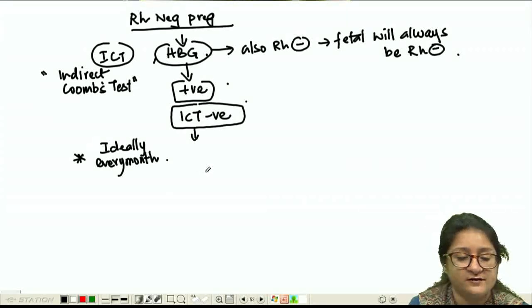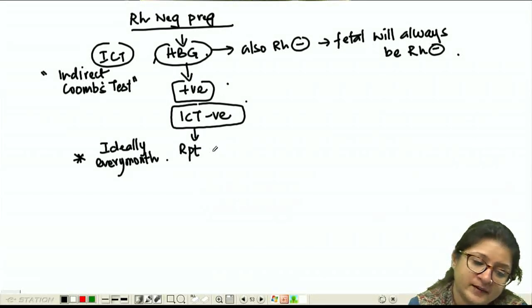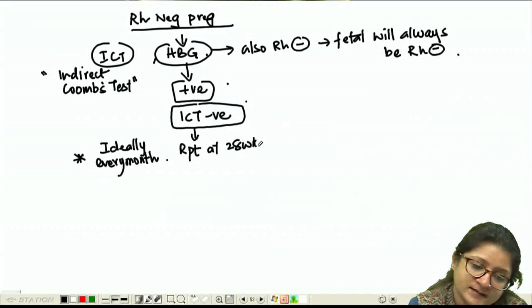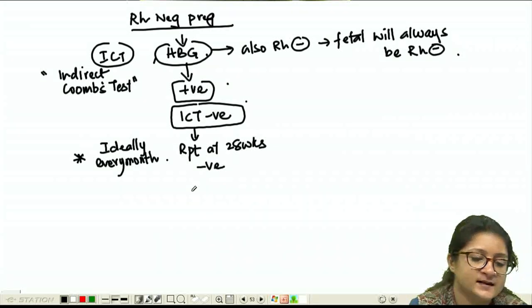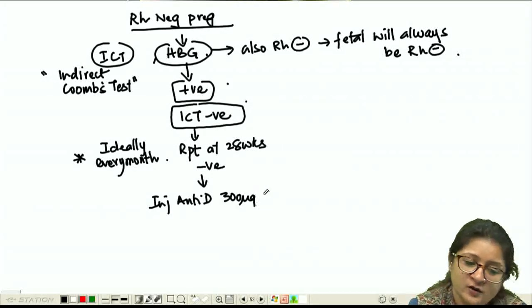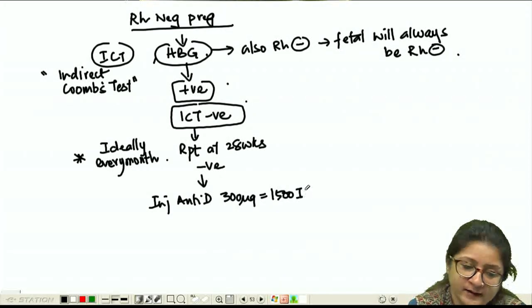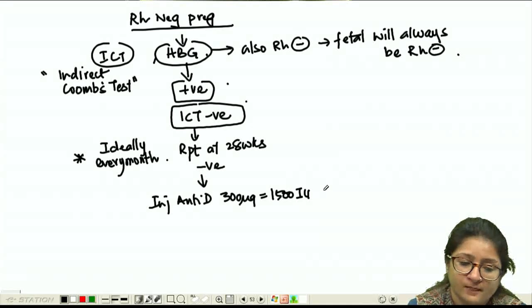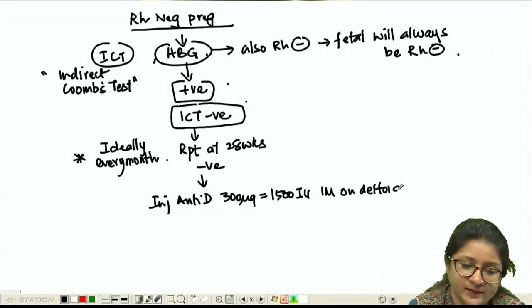Sometimes, because of clinical constraints, we do not repeat it every month, but we have to repeat it at 28 weeks. And if at 28 weeks it is still negative, we have to give injection anti-D in the dose of 300 microgram, which is equivalent to 1500 international units of anti-D IM in the deltoid muscle.